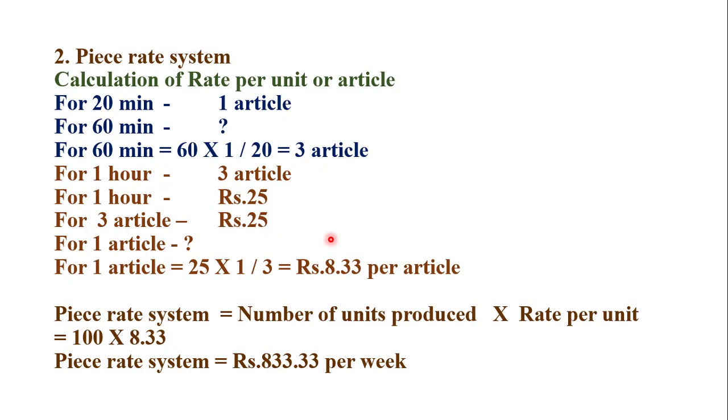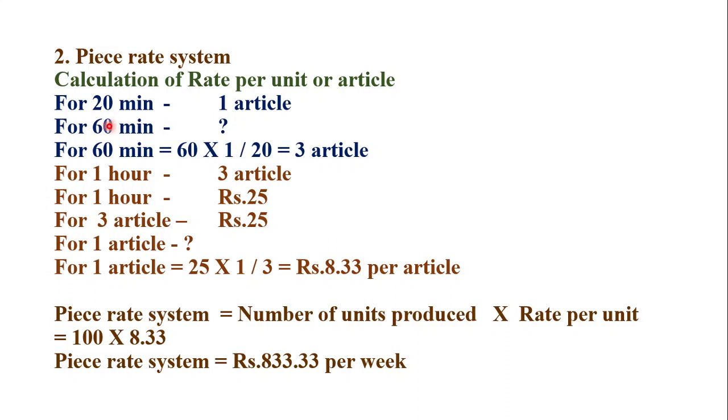Next, piece rate system. Under the piece rate system we have to calculate the wages. Here the rate per unit or rate per article is not given. First we should calculate the rate per unit. How to calculate the rate per unit?